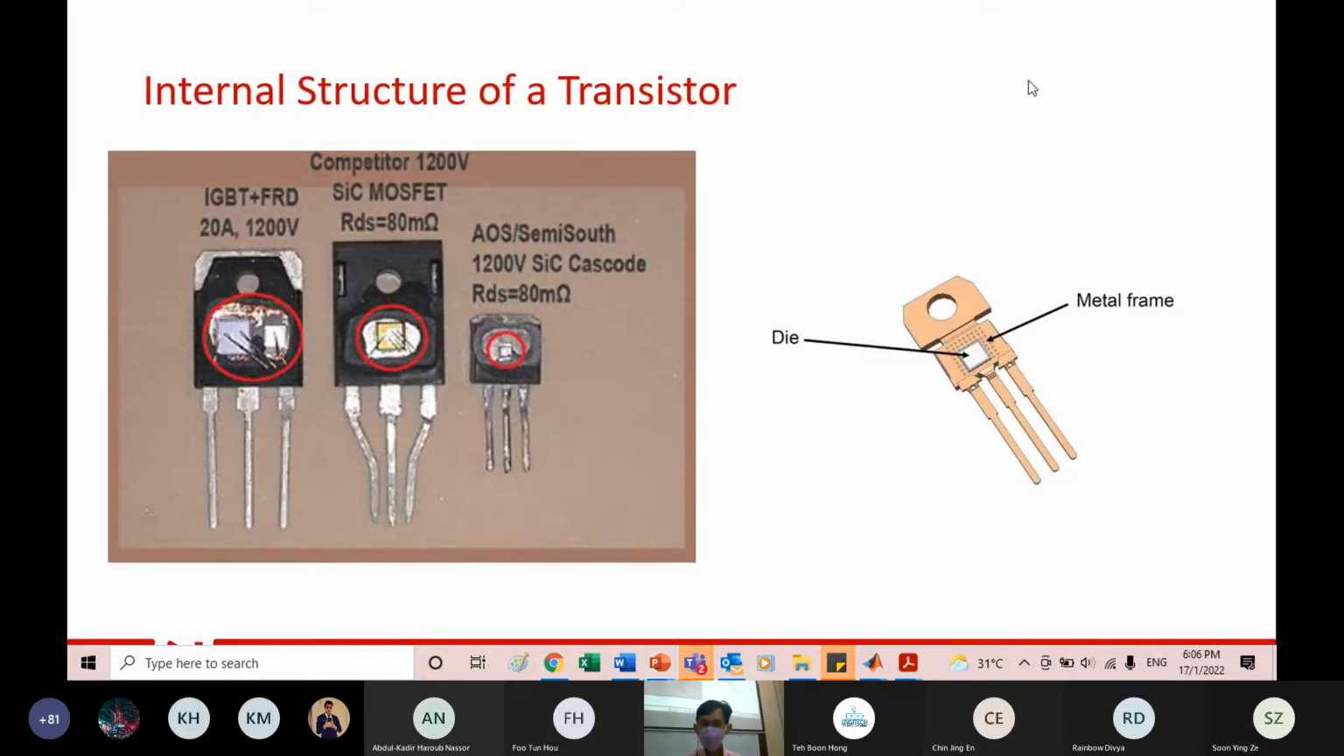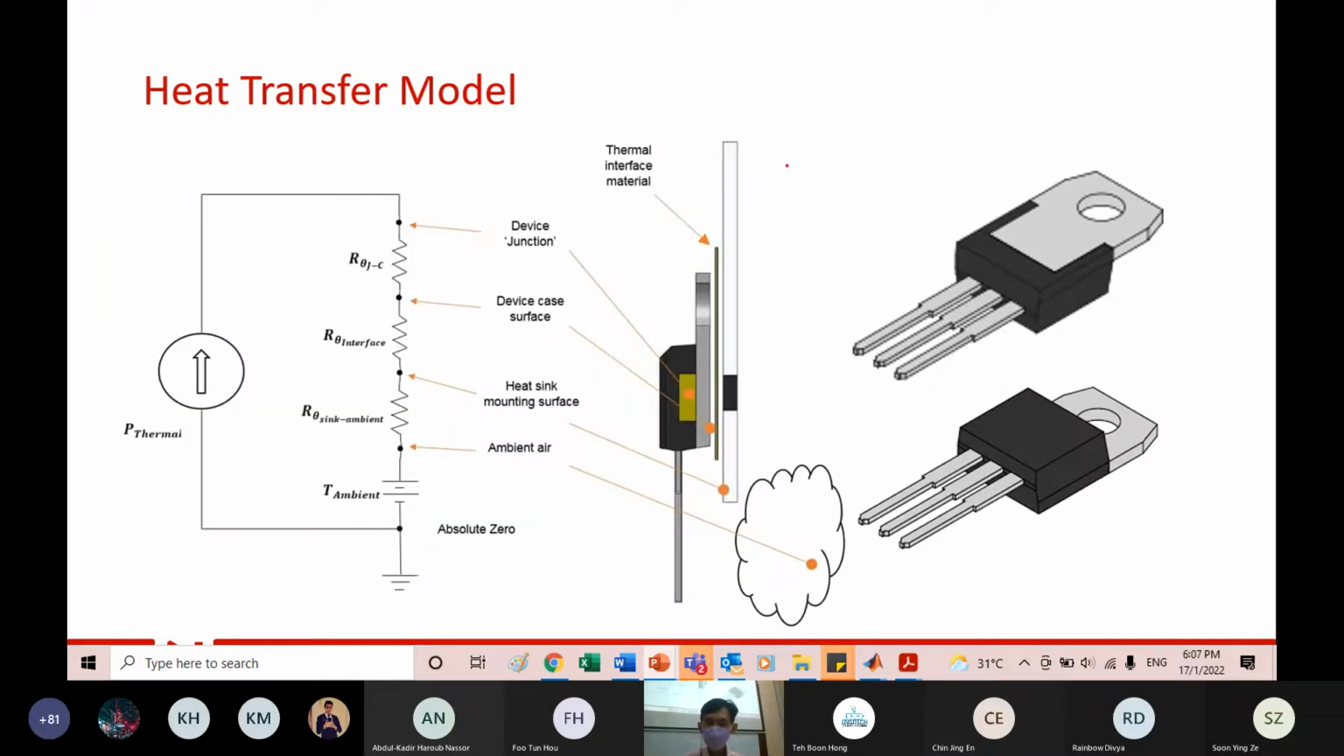Now, when we look at the transistor, when you open it up, this is how it looks. Inside is a die, a piece of silicon, connected to the 3 pins. It's attached on a piece of metal frame, and of course there is the wire bond. They call it wire bonding. They connect into the 3 pins. There's 1 die and a wire bond.